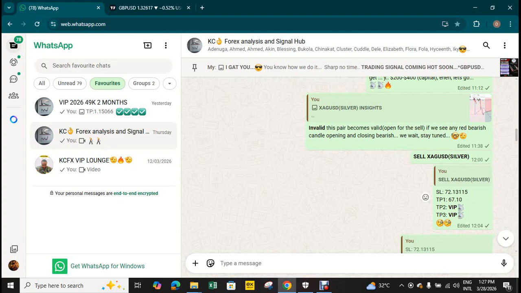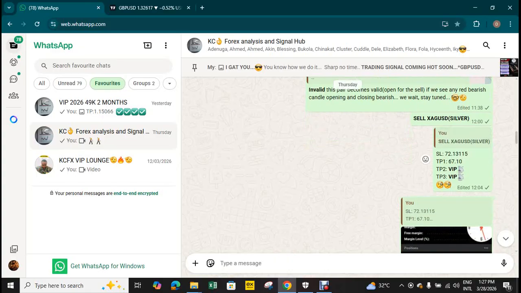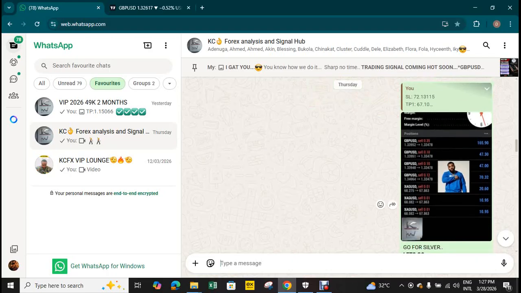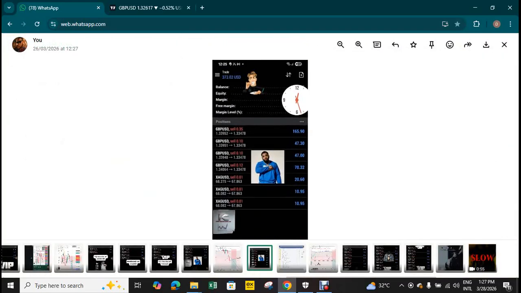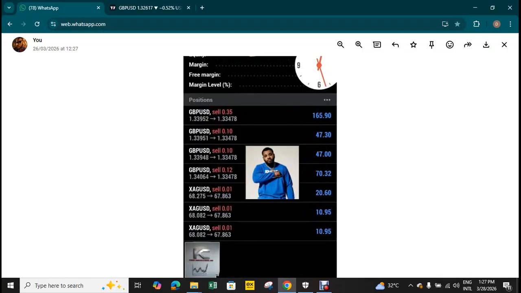position for silver, which was this one, XAG USD silver. And voila, what happened? I gave a TP1 here, TP2, TP3 is for VIP members. So TP1 I gave an entry for us to take here for XAG USD. These are all the pairs which we took over the week. I was holding the pair throughout the day because I wanted the price to go towards our TP3. So I was holding them.